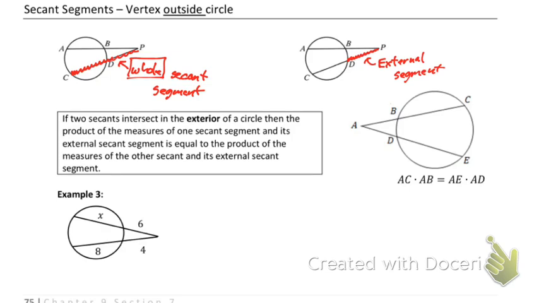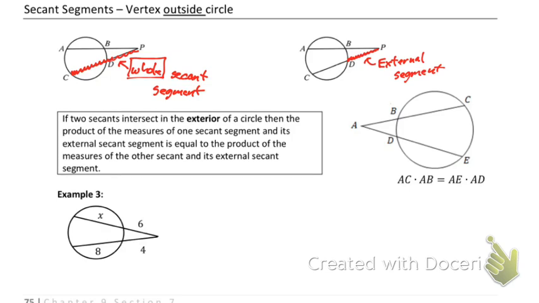So we're going to read this, and then we'll go over what it kind of means. It says, if two secants intersect in the exterior of a circle, then the product of the measures of one secant segment and its external secant segment is equal to the product of the measure of the other secant and its external secant. What that is saying is whole times external equals whole times external.